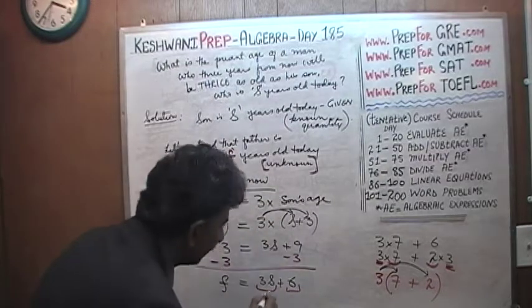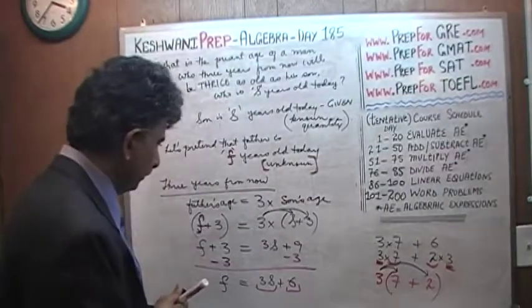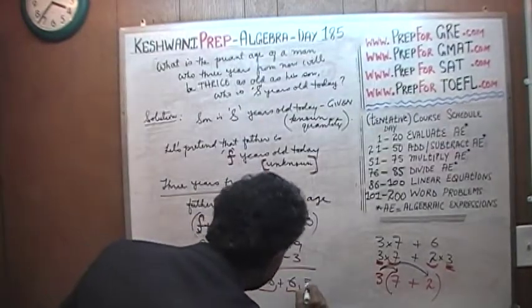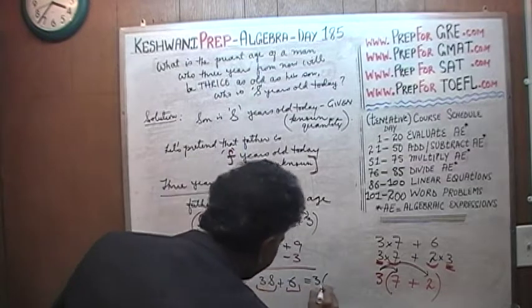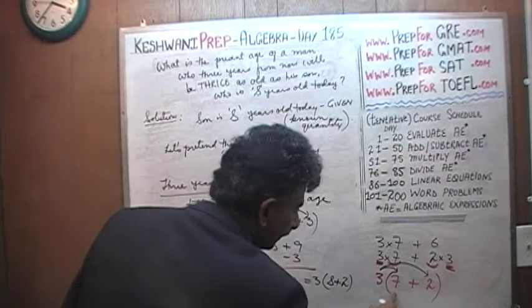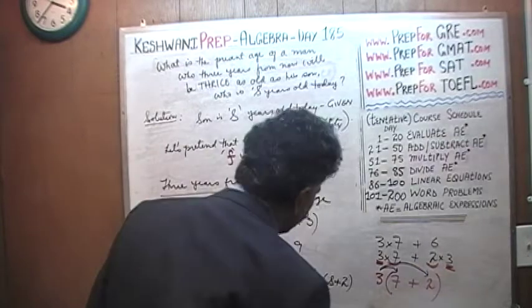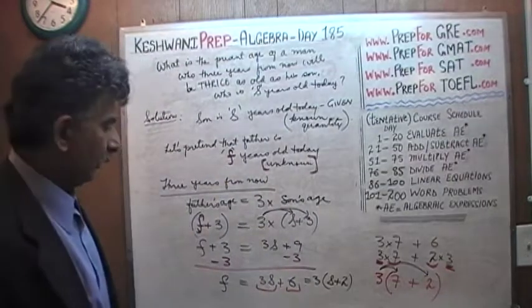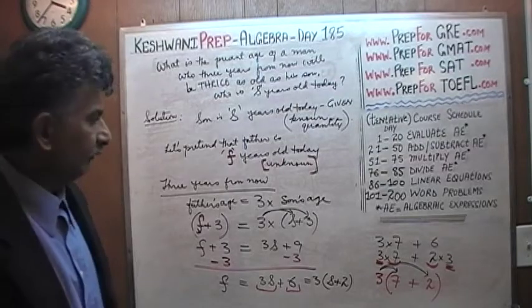So take out the 3 common. I'm not going to write too low here because I don't know how low you can read. I'm going to continue here. Take out 3 common, and in the first term we are left with s. In the second one we are left with 2. Just like here, your s is the 7 and the 2 is right there. 2 comes from 2 times 3. That's it. So how old is father? The father is 3 times s plus 2. That's all. That's the answer.